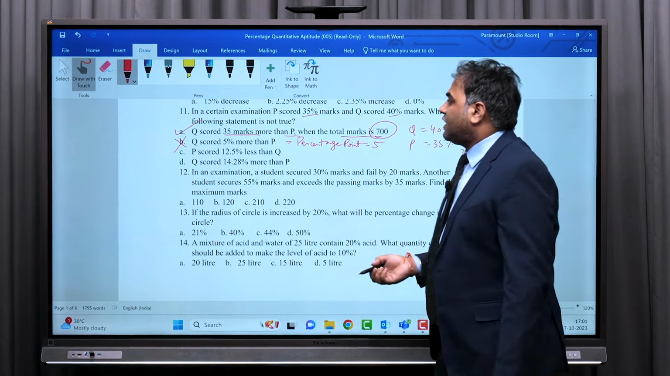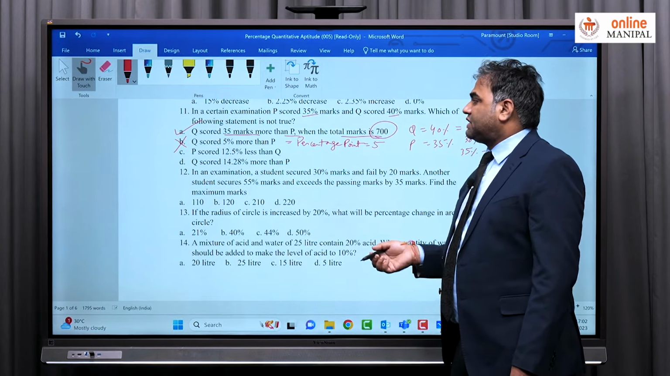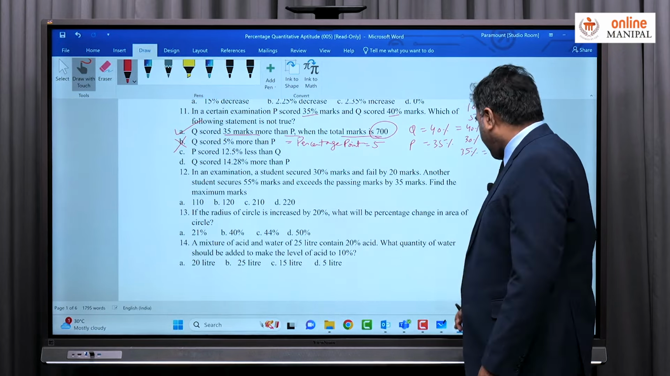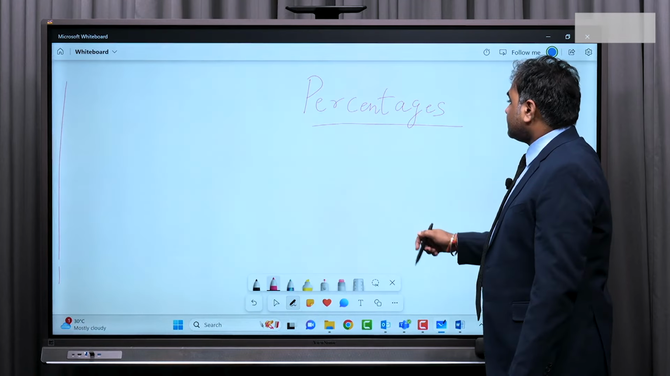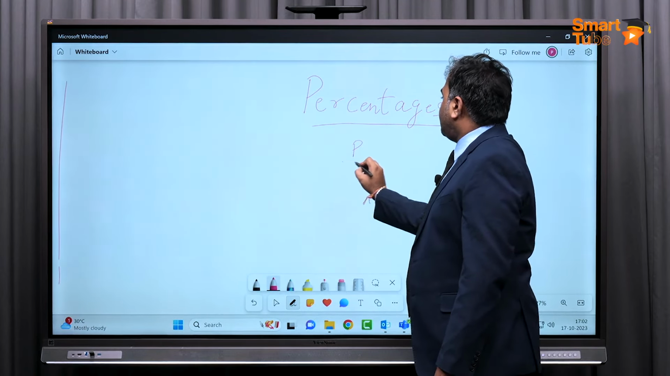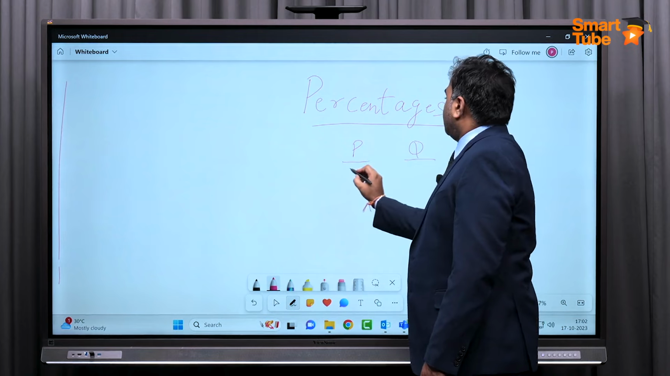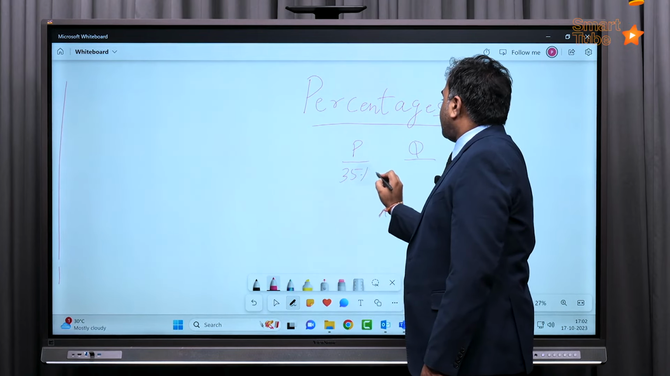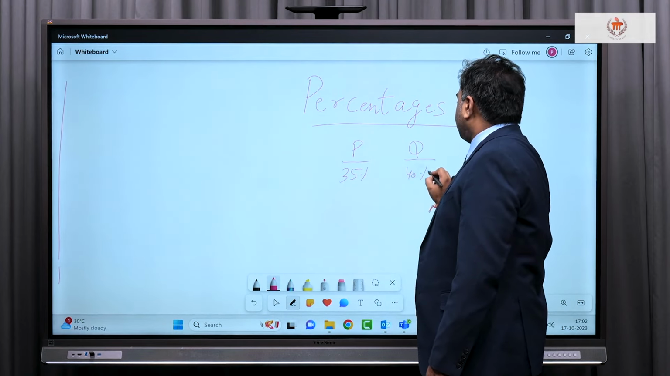Option C, P scored 12.5% less than Q. I hope you can understand this part. So if I take P here and Q here, P got 35% marks, Q got 40% marks.